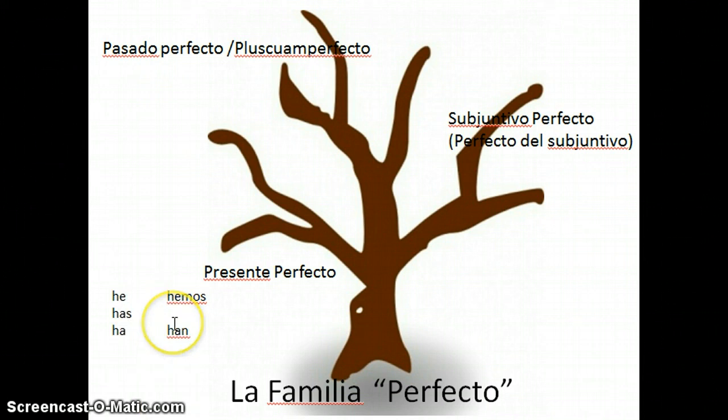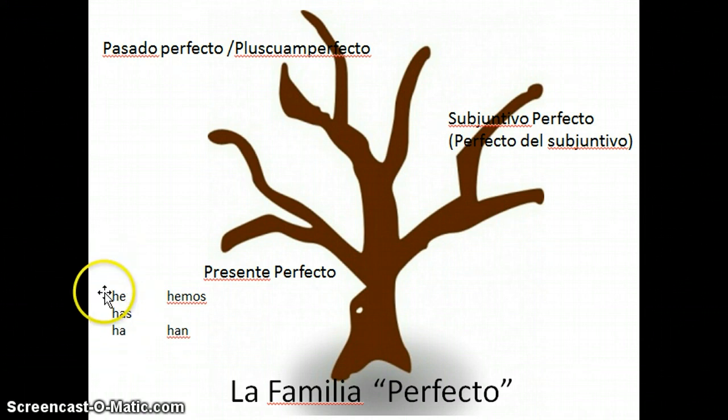Okay, all the families have something in common, and that's something that we can see. But of course, every family has different members. Now, the present perfect family has different members, the different combinations of the auxiliary verb haber. Haber is the same verb we've seen before, which means there is, there are, or había, which means there was or there were.